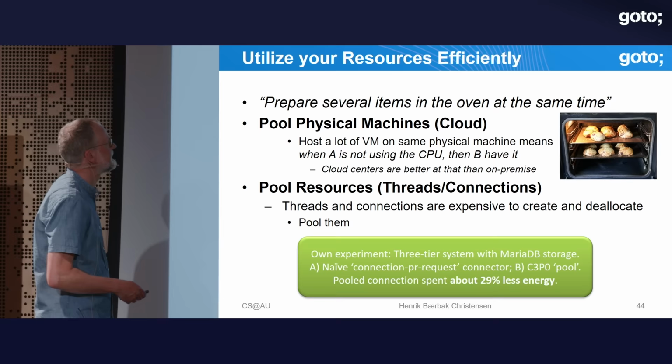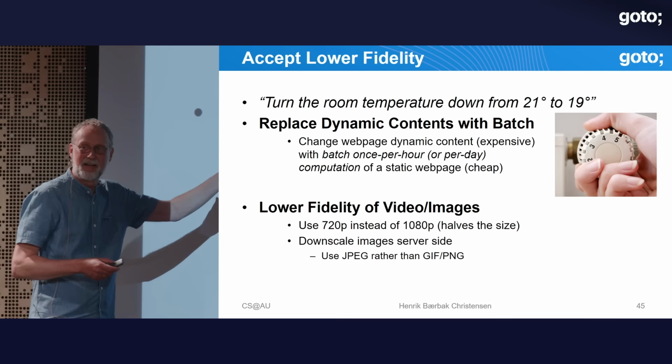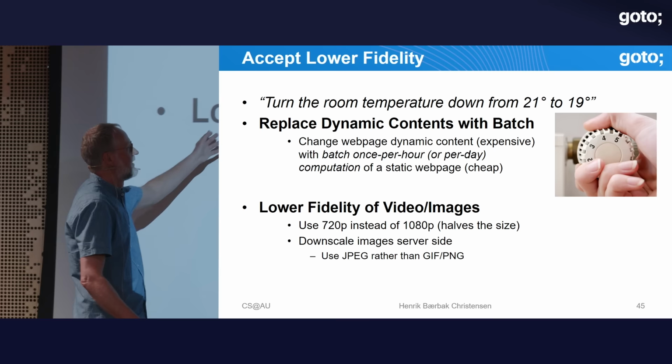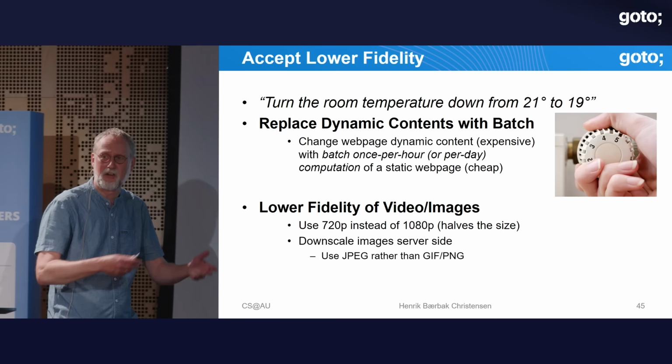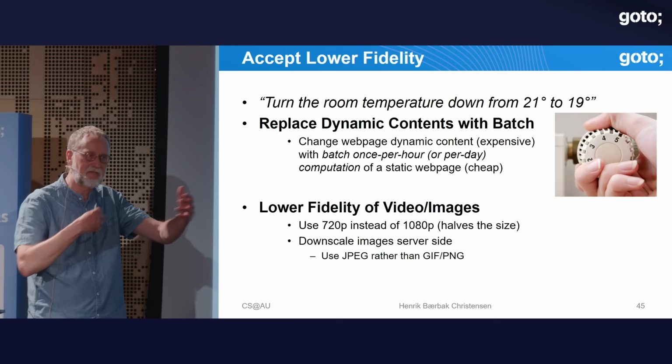Lower fidelity means making our users used to the fact that it's not quite as polished. One thing: your images and videos, downscale them. It's much easier to transfer an image if it's at a lower quality. So of course, I know we get a less fantastic experience, but we save a lot of energy, and we have to train our users and ourselves to make that trade-off in our systems.